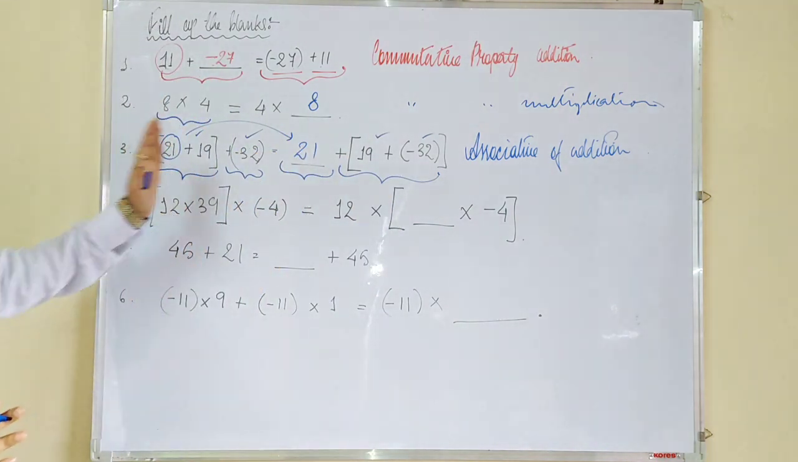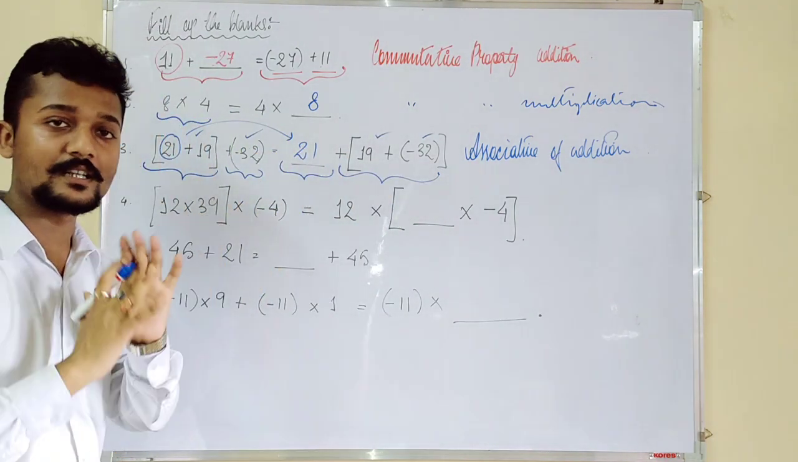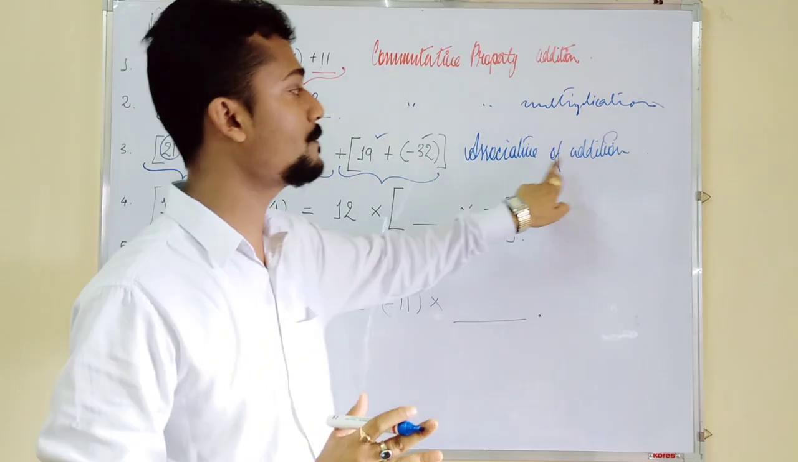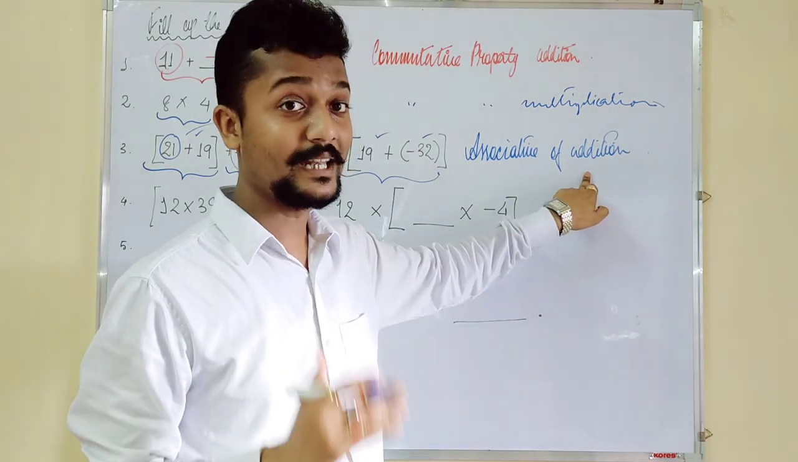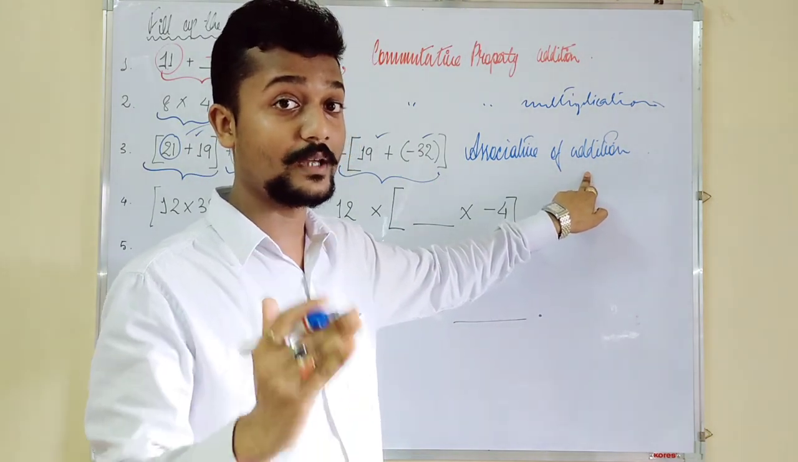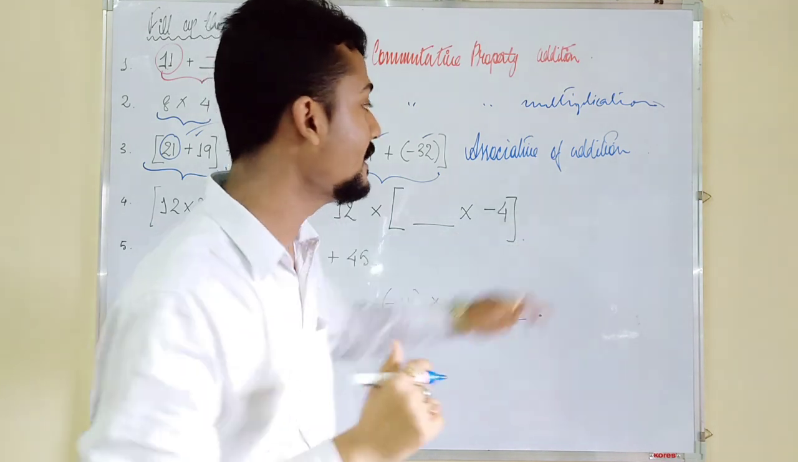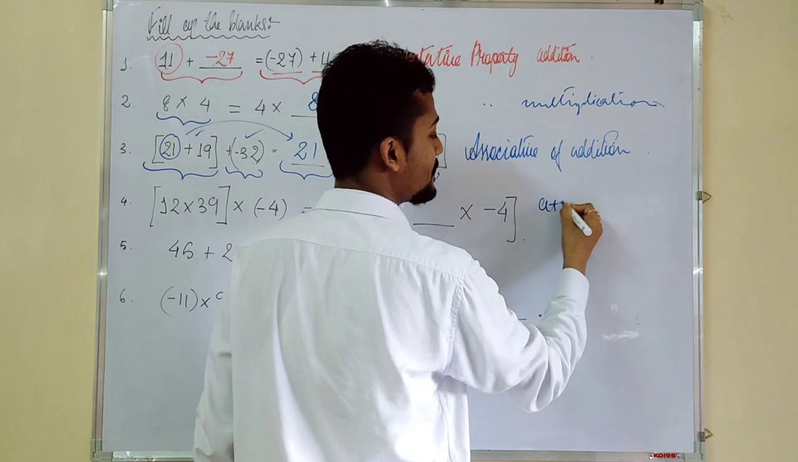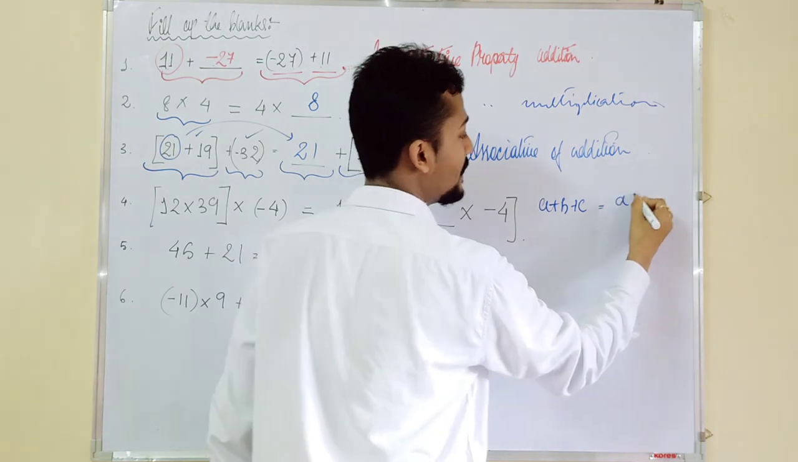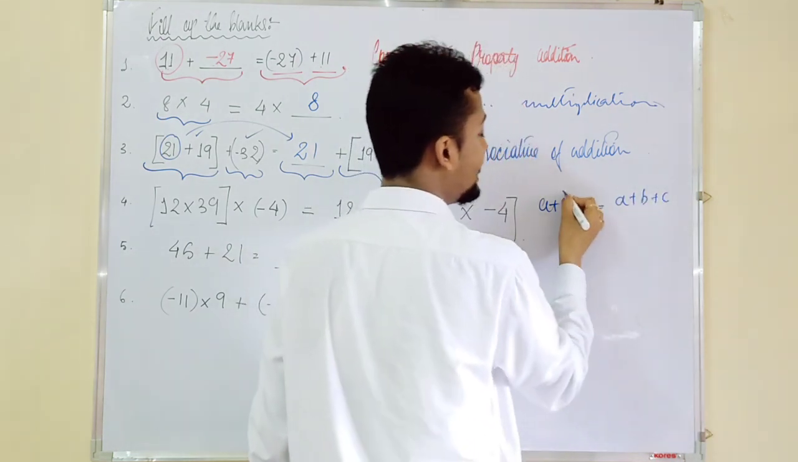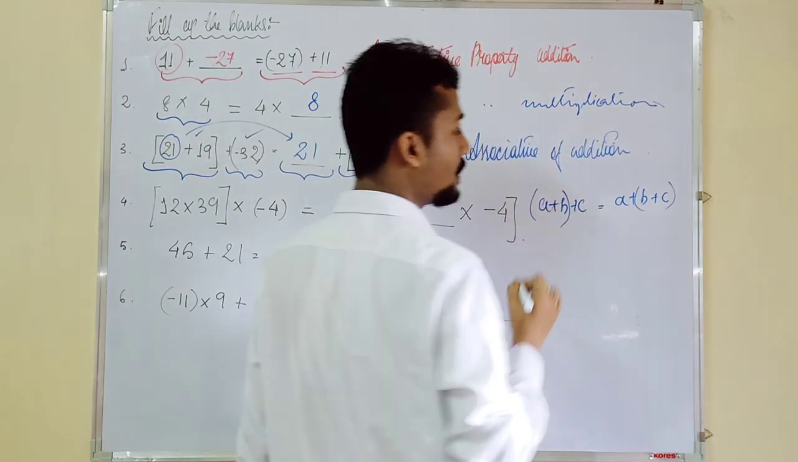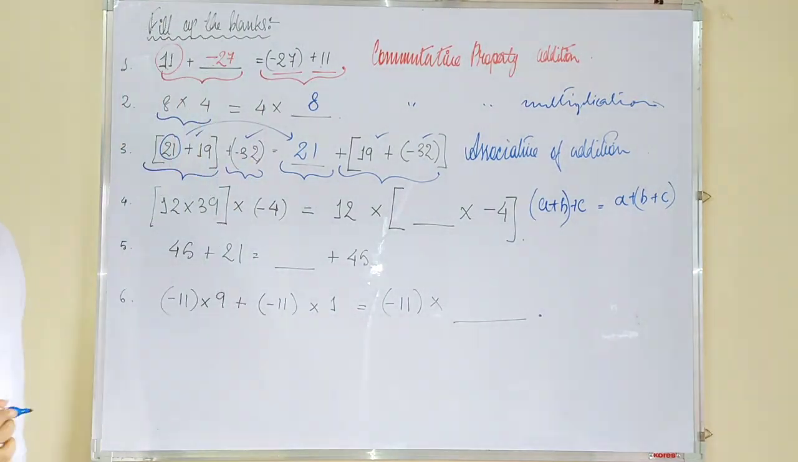Here only the arrangement of addition is being changed, nothing else. That means it is the associative property of addition. What does it mean? A plus B plus C is equal to A plus B plus C. It doesn't matter in whichever order we are doing it, the result will be the same.